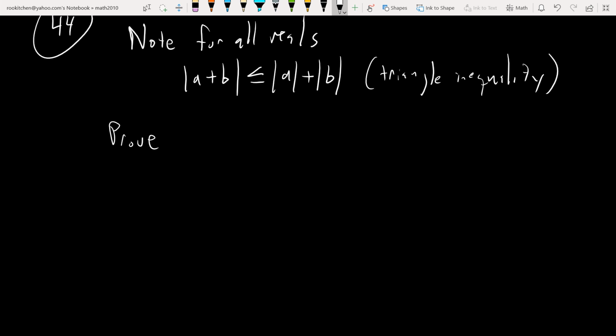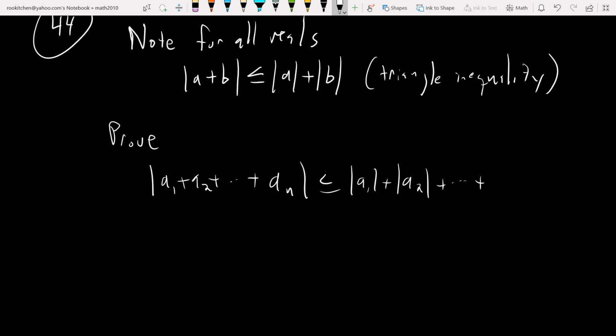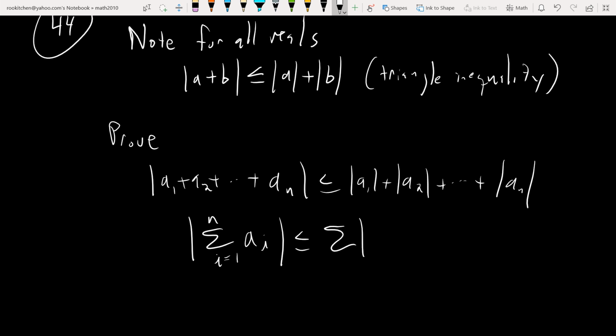that, but for arbitrary sums. So the absolute value of a sub 1 plus a sub 2 plus dot dot dot plus a sub n is less than or equal to the absolute value of a sub 1 plus the absolute value of a sub 2 plus dot dot dot plus the absolute value of a sub n, which if you write in summation notation looks like this. The absolute value of the sum from i equals 1 to n of a sub i is less than or equal to the sum of the absolute value of a sub i from i equals 1 to n.